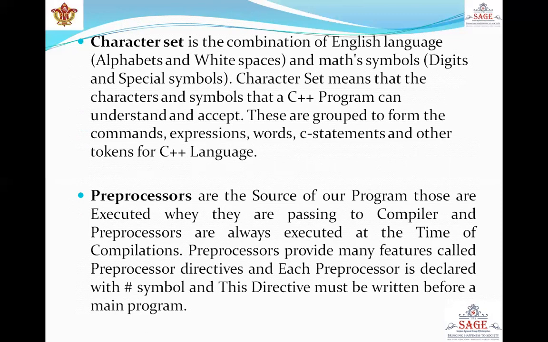Next is the preprocessor. Preprocessors are executed on the source of our program when it is passed to the compiler, and they are always executed at the time of compilation. It performs preprocessor operations on C and C++ files before they are passed to the compiler. You can use the preprocessor to conditionally compile code, insert files, specify compile-time error messages, and apply machine-specific rules to sections of code. Preprocessors are directives which give instructions to the compiler to preprocess the information before actual compilation starts.